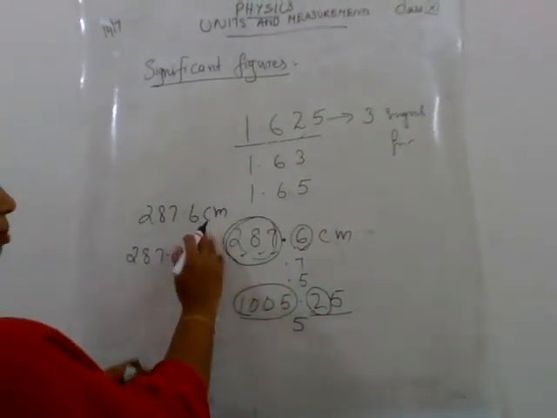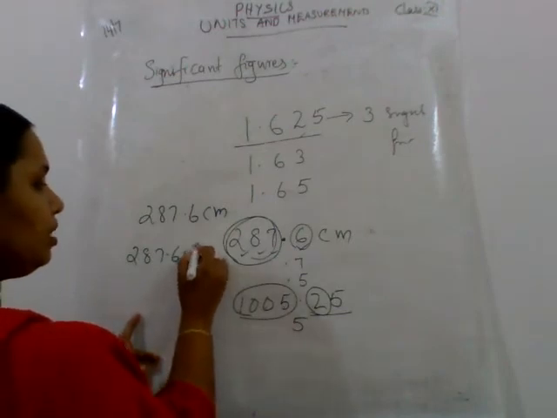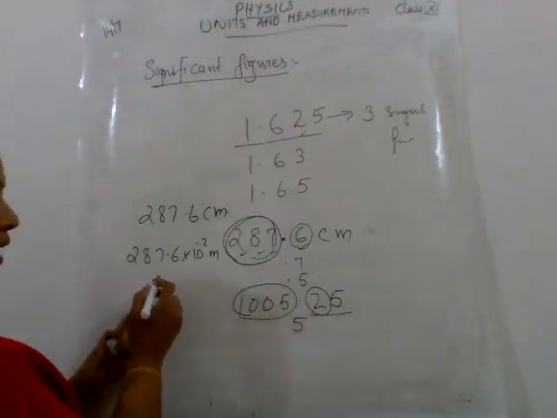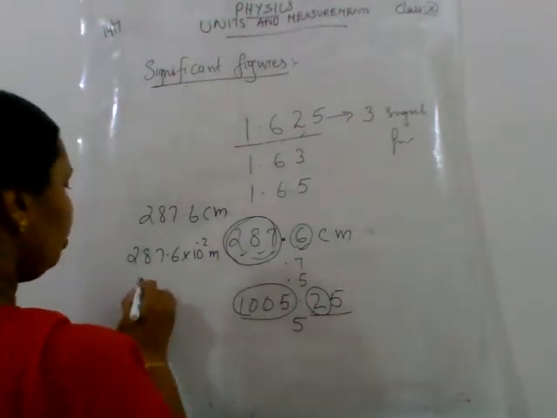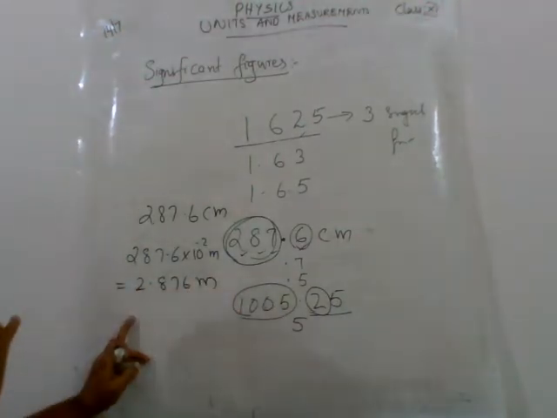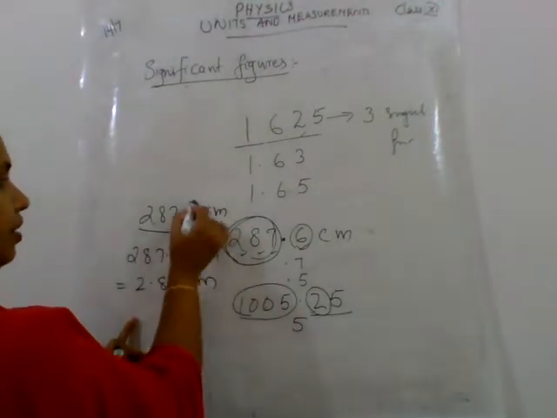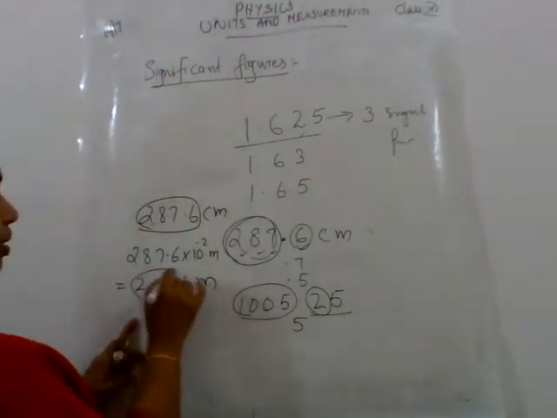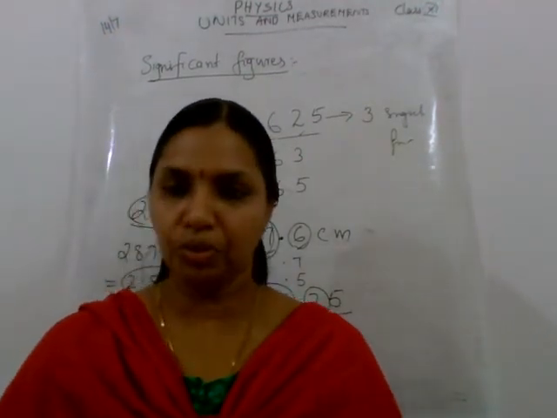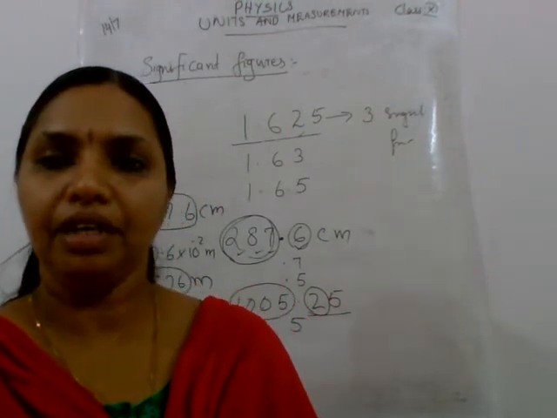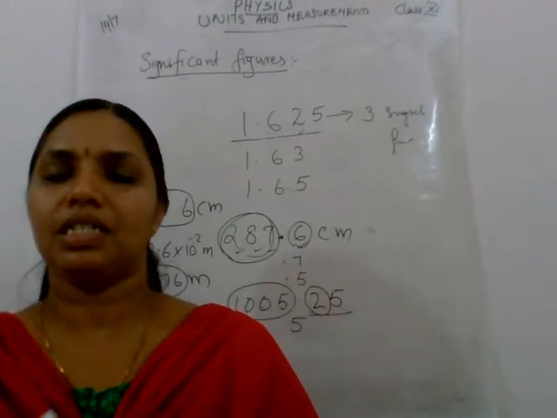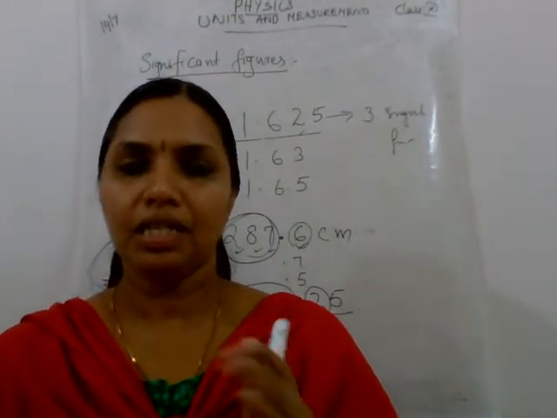So this is in centimeter. We have to convert it into meter. That is 10 raised to minus 2. Centimeter to meter is 10 raised to minus 2. So how much will it come? It is equal to 2.876 meter. So here how many significant figures are there? 4. And here how many? 4. So whatever the measuring system, there is no change in the number of significant figures. So this is the last rule: whichever the system of unit, the number of significant figures will be the same.